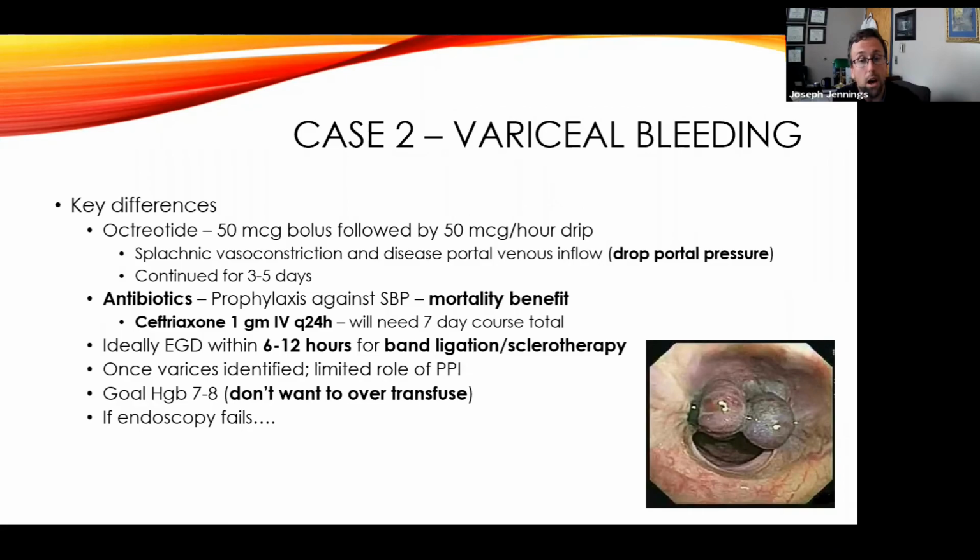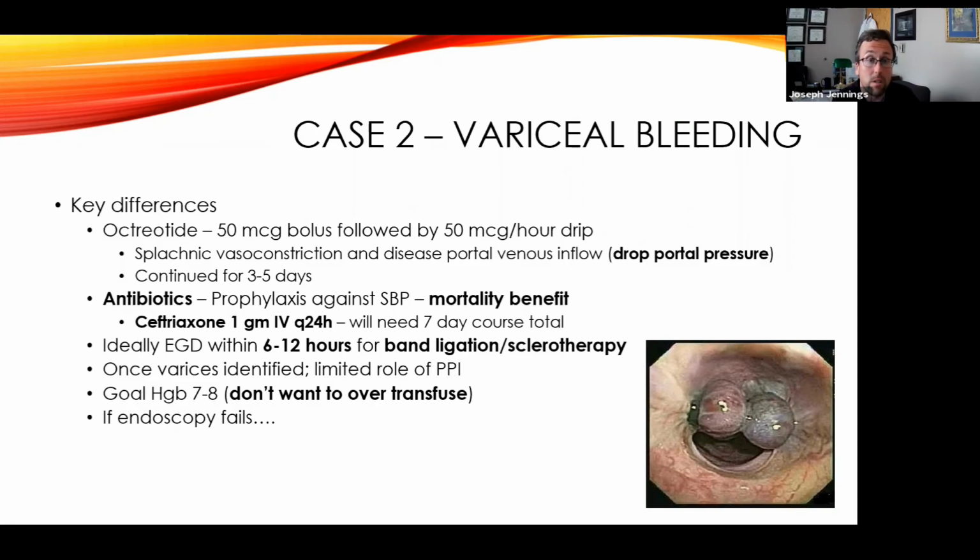So this will help us drop portal pressure, which will hopefully help shrink those veins down, and then stop the bleeding, or even slow down the bleeding so we can go in and intervene. This is continued for 3 to 5 days after endoscopic therapy.